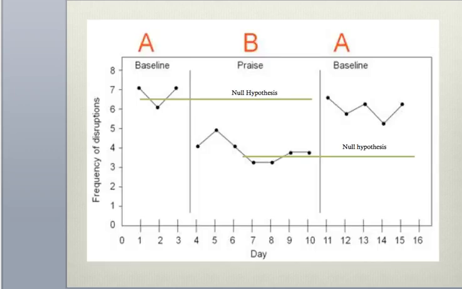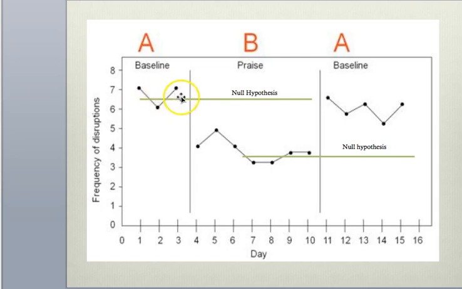Let me show you. So here's the basic idea. We have a baseline, a treatment, and a return to baseline. In this case, it's the baseline. The treatment is the use of praise, and then a return to baseline. And what you see is that behavior is relatively high at baseline. This is the frequency of disruptions in the class when no praise is given, and the disruptions are relatively high.